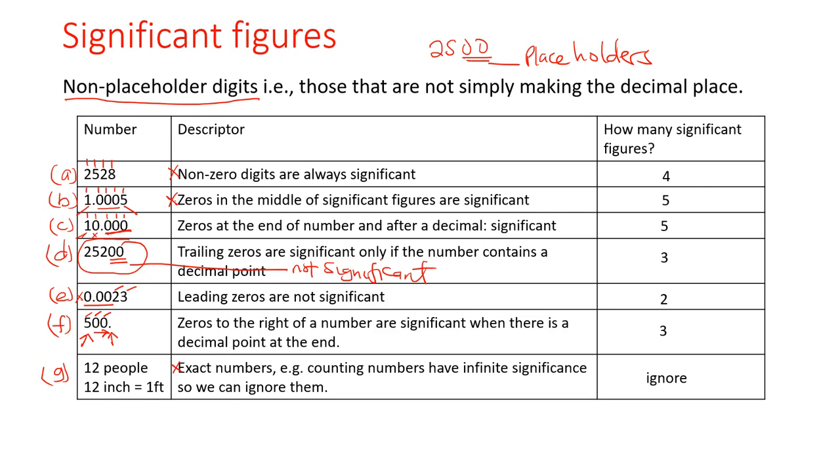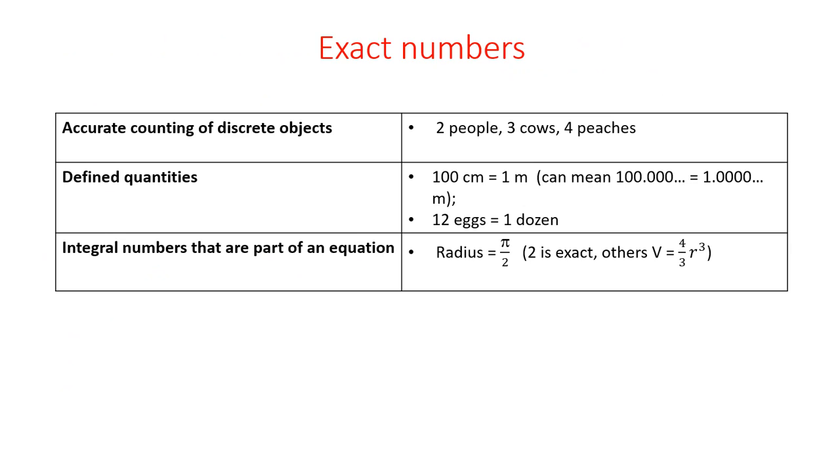If you say 1, it is 1. It can't be 1.5 cows or 1.2 cows. So those numbers, we really don't focus on the significance of those numbers. We just ignore them. So these counting numbers, we call them accurate counting of discrete objects. So 2 people, 3 cows, 4 peaches.